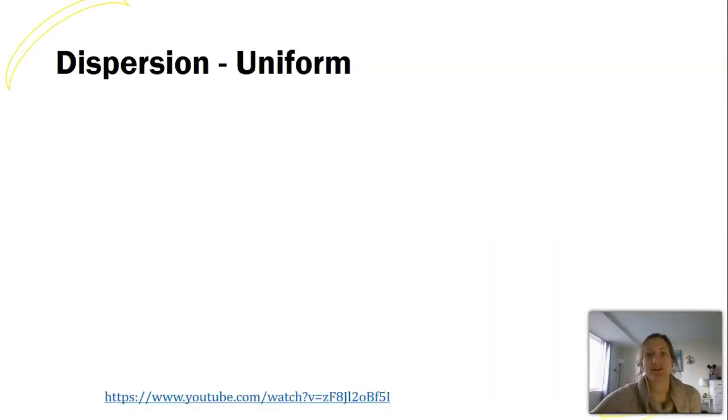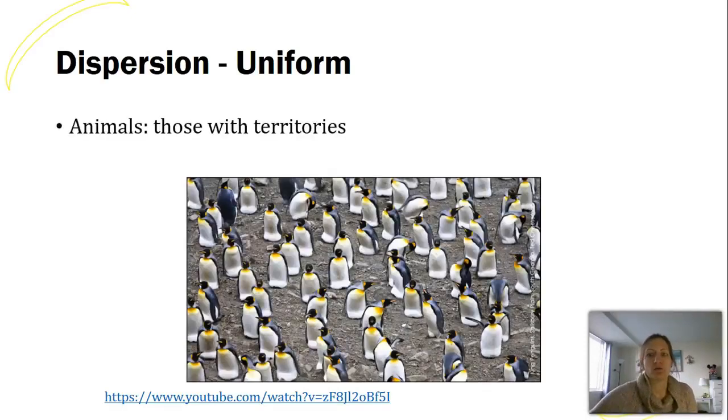The next type of dispersion we have is uniform. So uniform dispersion, we see this in animals that are territorial. They want to be in a group, but they don't. Maybe they want to be in a group for reproduction or for safety, but within their group, they're dispersed very, very evenly apart. So that's what we mean by uniform, is evenly spaced apart.